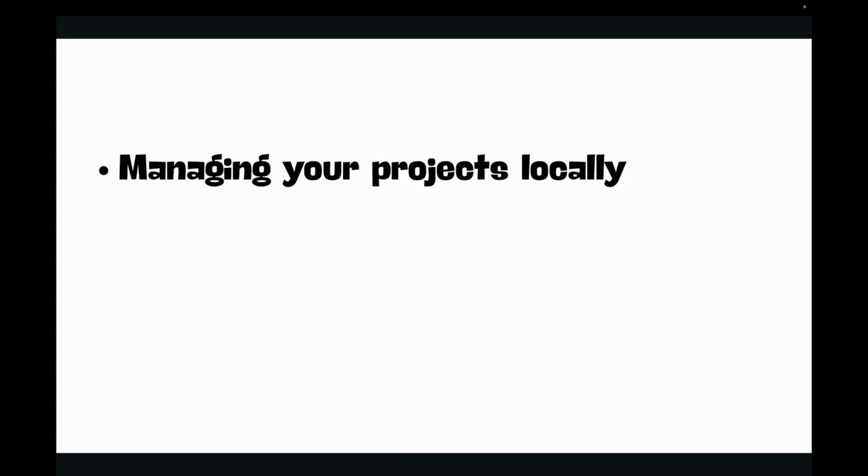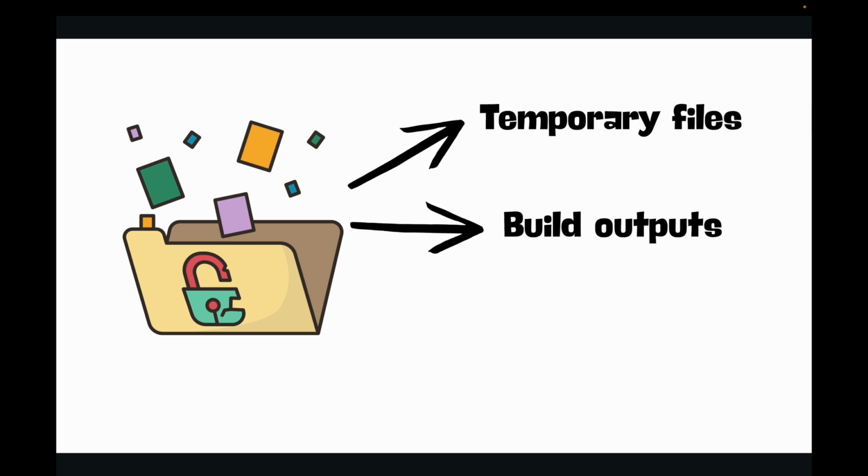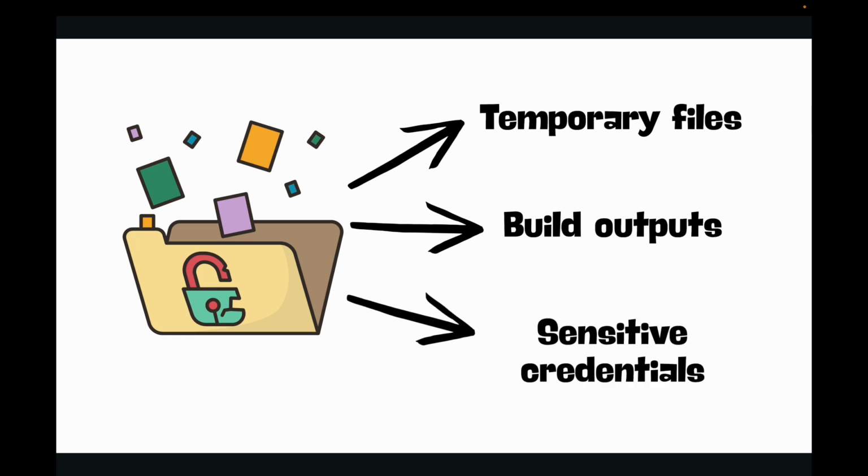Hello and welcome back. You're now a pro at managing your projects locally, pushing them to GitHub and even cloning existing ones. But as your projects grow, you will start noticing something. A lot of these files aren't actually part of your source code. Think about temporary files, build outputs, or even sensitive credentials. Do you really want Git tracking all of that junk?